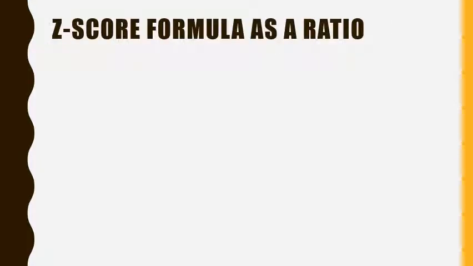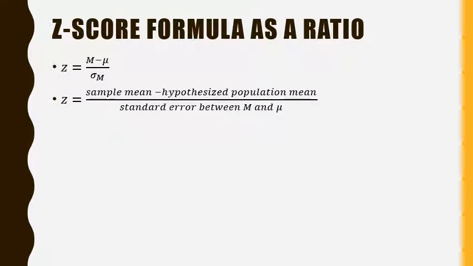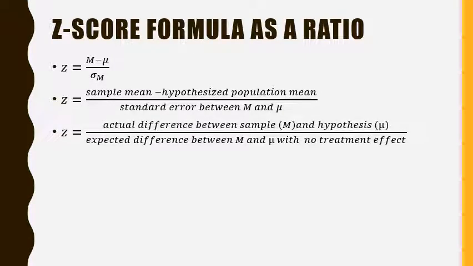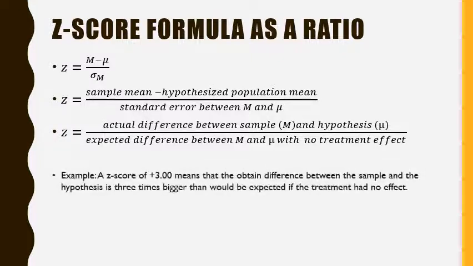Let's look at the Z-score formula as a ratio. We know that Z is equal to M minus mu over standard error. It can also be written as sample mean minus hypothesized population mean divided by standard error between M and mu. It can also be written as the actual difference between the sample M and hypothesis mu over the expected difference between M and mu with no treatment effect.